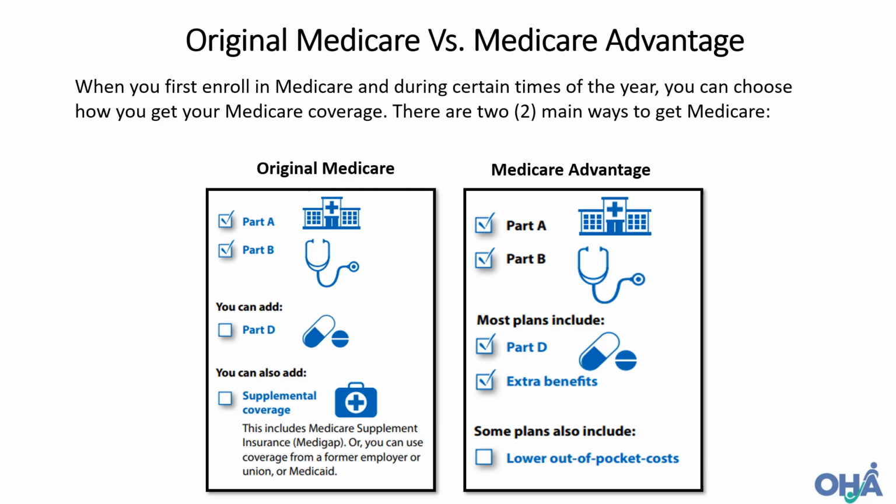With Medicare Advantage, you have Part A, hospital coverage, and Part B, doctor visits and preventative services. Most plans include a Part D prescription drug plan and extra benefits, and some plans also include lower out-of-pocket costs.